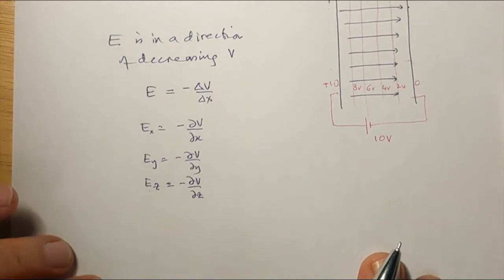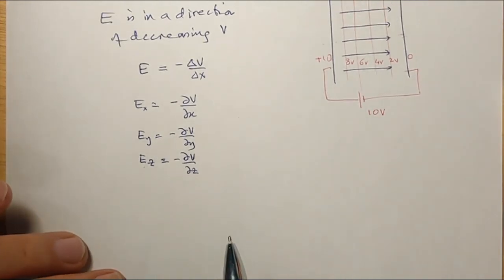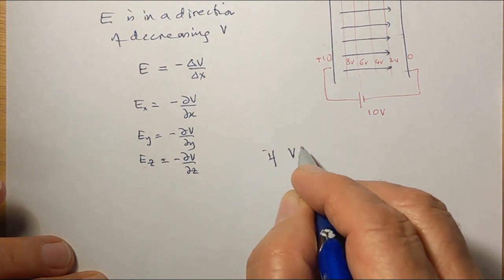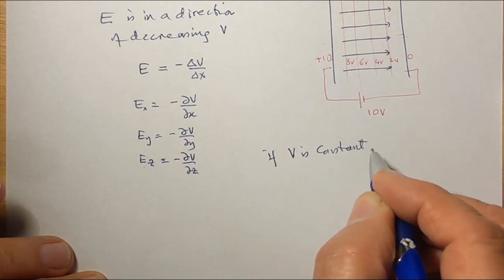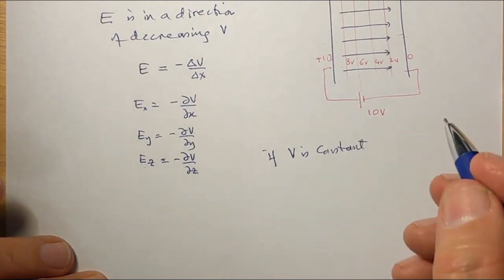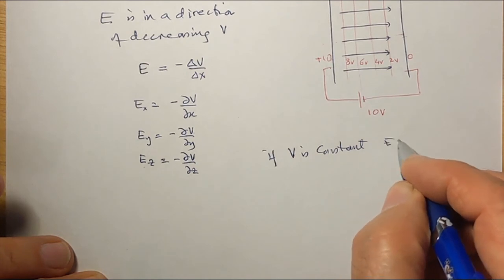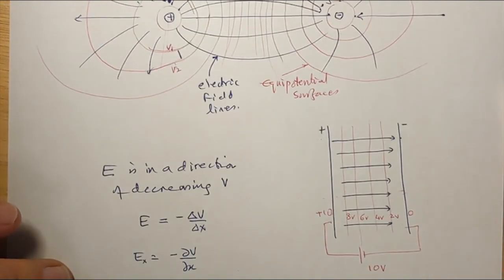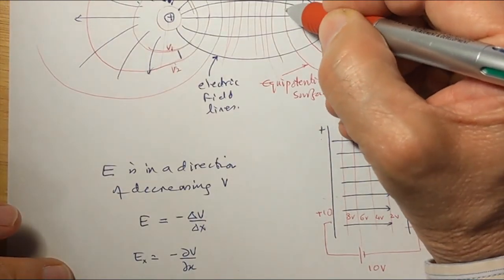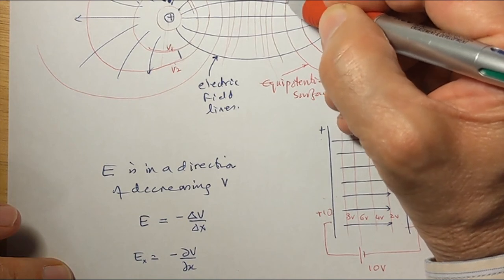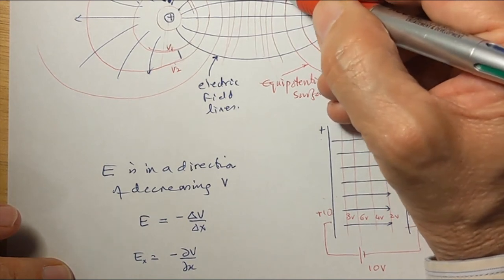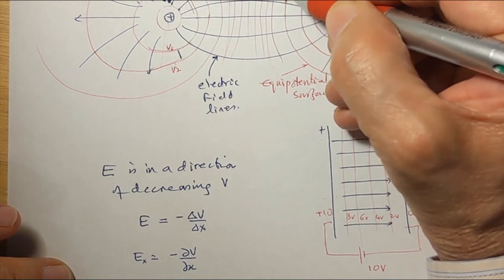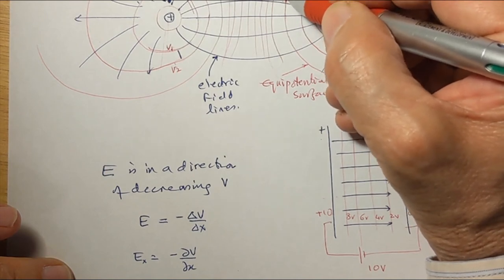So the electric field is large when the potential changes rapidly, which means that if the potential is constant, no change in potential, then the electric field is zero, because then the derivative of potential is zero. So if we go along this line, then the electric field in this direction is zero. We do have it in this direction because the potential is changing in this direction, but in this direction there is no electric field. The electric field is perpendicular to this direction.